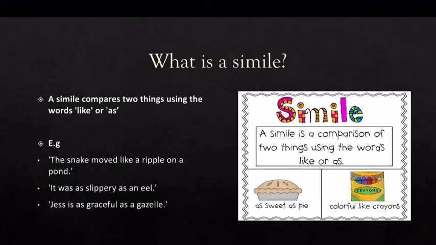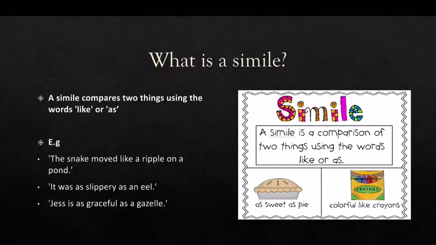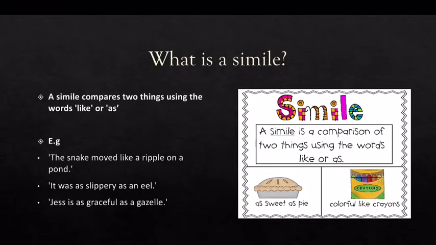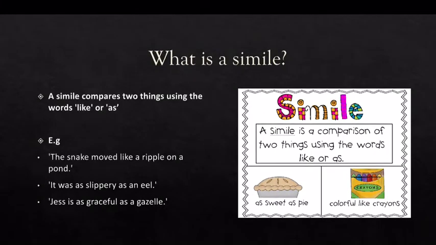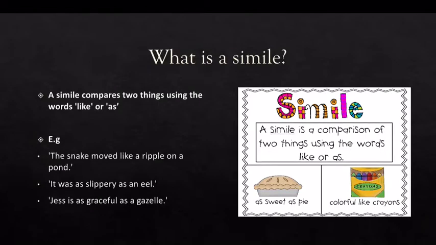Or if you're describing something that had lots of colours in it, you may say it's colourful like crayons. Other examples that are on the screen at the moment are the snake moved like a ripple in the pond, it was as slippery as an eel, and Jess is as graceful as a gazelle. Now looking at that last one, that's comparing someone to an animal. So Jess is as graceful as a gazelle, and that's something that you might want to do in your writing today when you're describing your characters in your character description.